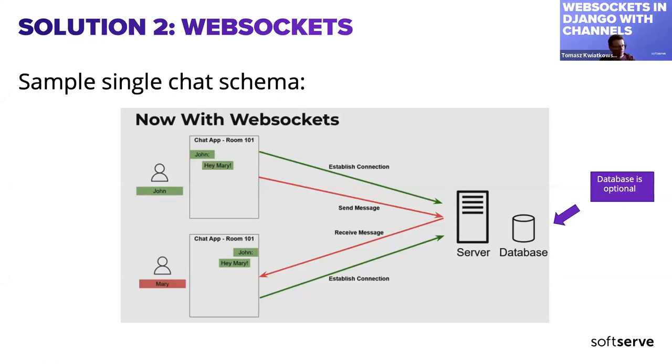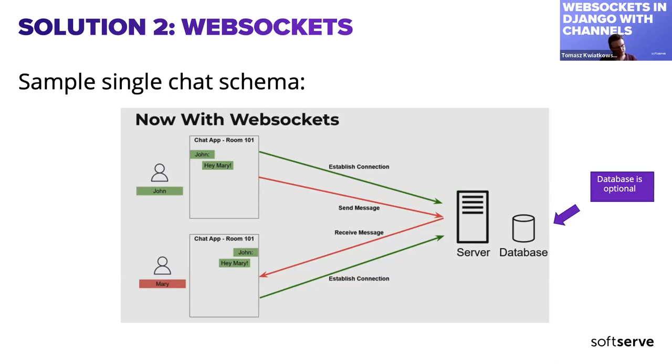We have two users who joined the chat room, and they are also establishing a connection to the server. They may send messages to the server and receive those messages from each other, right? So basically, once John establishes a connection with the server, which means he joins the room, he is able to send a message to the other user that is currently in the room. In our example, the second user is Mary, and she is also able to establish a connection to the server.